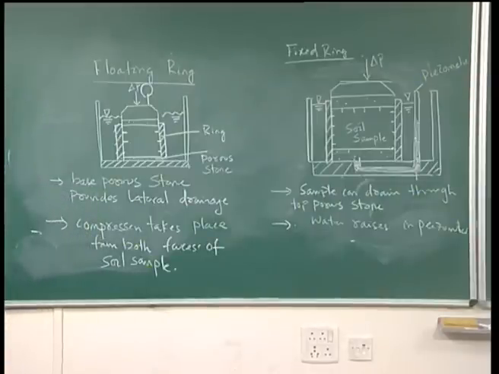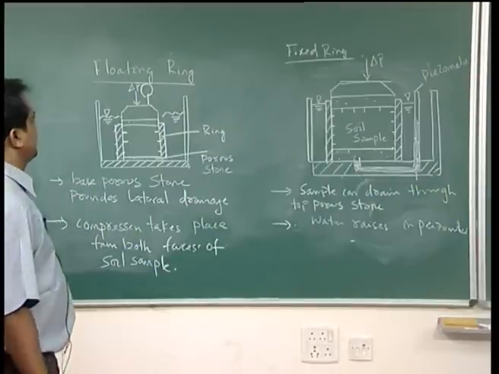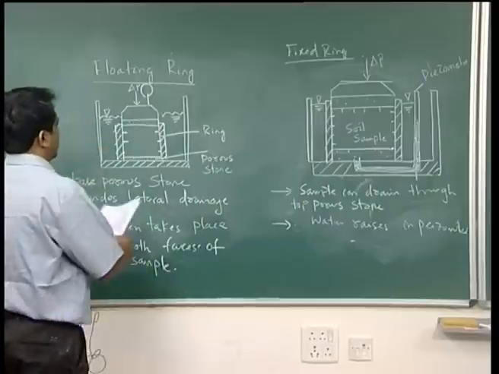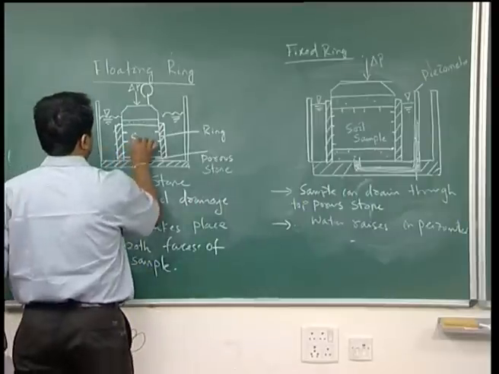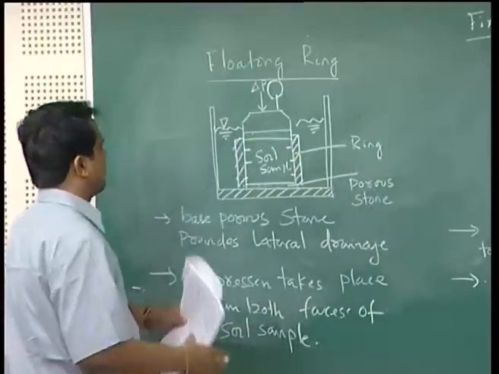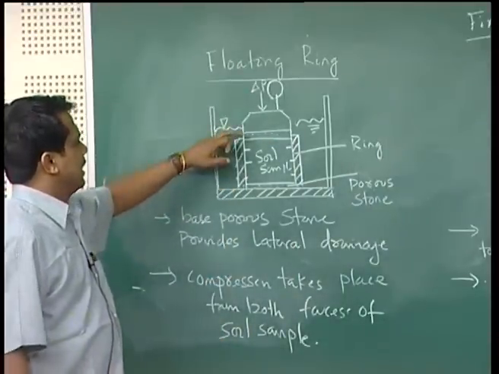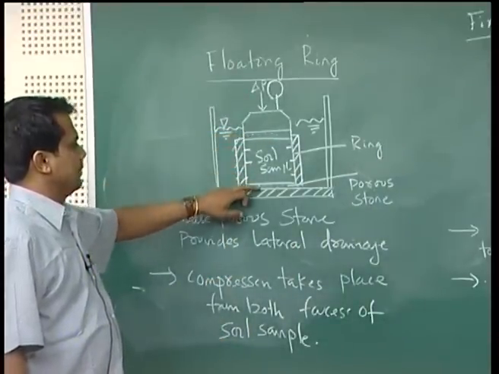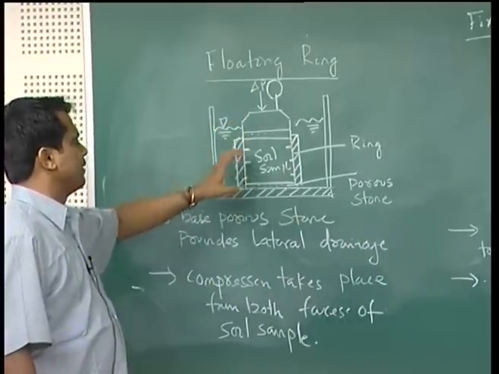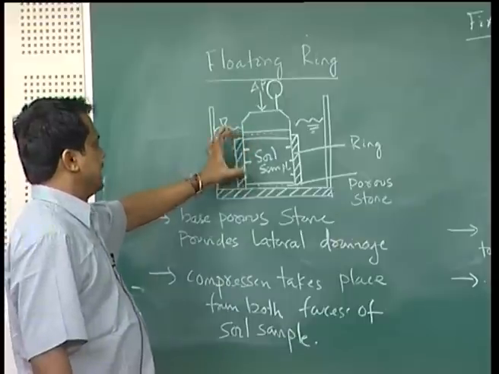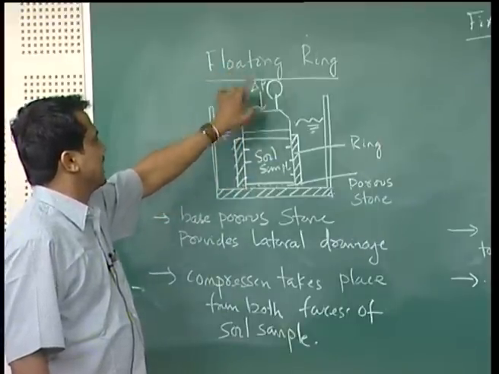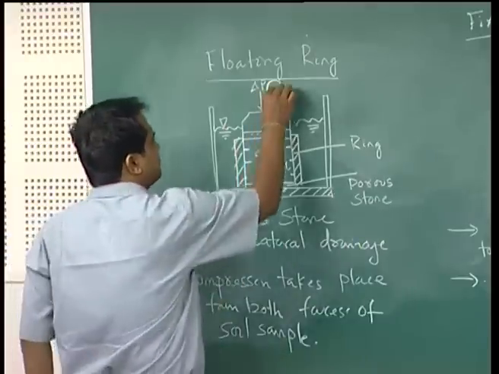Now, if you come to the floating ring and fixed ring, in the case of the floating ring, if you look here, this is a floating ring diagram. A soil sample is there. At the top there is a porous stone, at the bottom there is a porous stone. You can say this is top, this is bottom, depending upon how you decide it. A surcharge is applied, and here is the dial gauge.